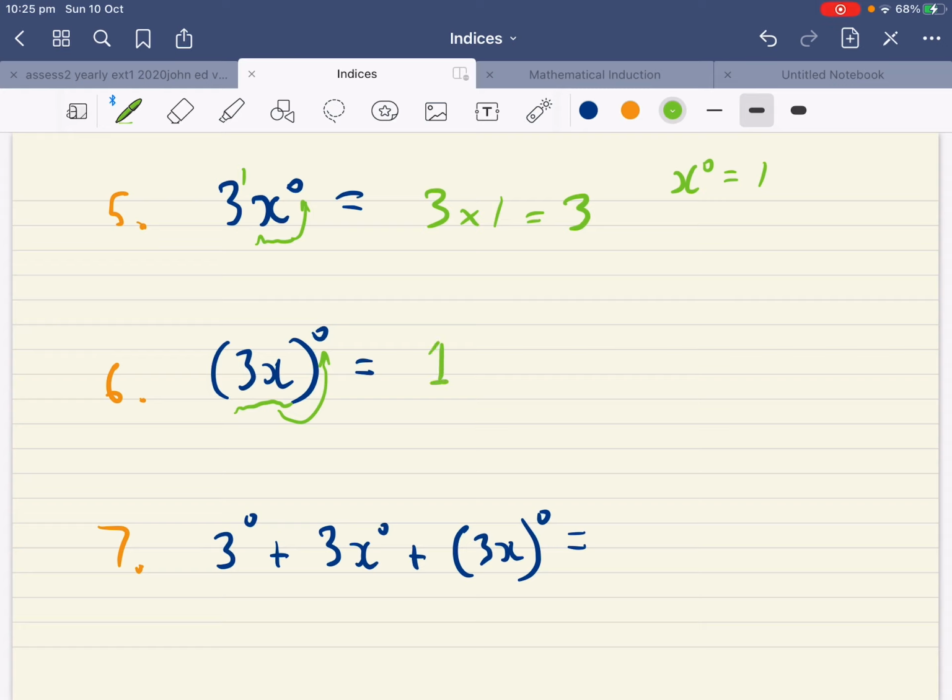So both the 3 and the x both turn into a 1. Technically making it like a 1 times 1 situation. In other words, I've just put the 1 there.